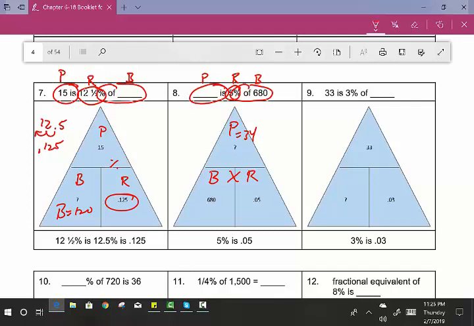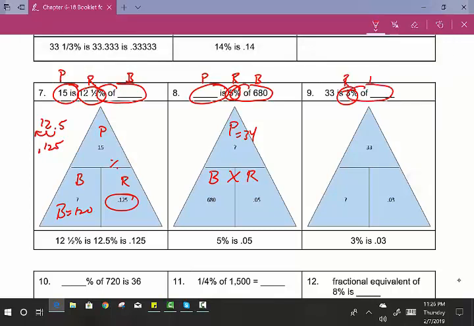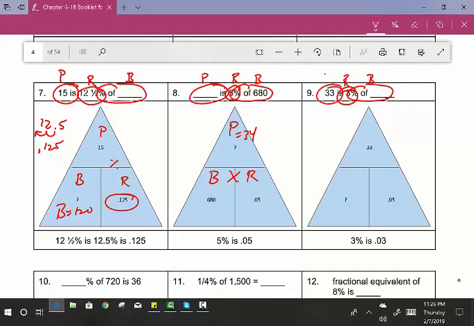Number 9. 33 is 3% of some number. You can easily identify the 3%, which is a rate. The number that follows percent of is your base. The number associated with is or equal is your part. So we're solving for base, and base is equal to part divided by rate. So that's 33 divided by 0.03 after I move the decimal point 2 places to the left. And that equals 1100. Therefore, 33 is 3% of 1100.